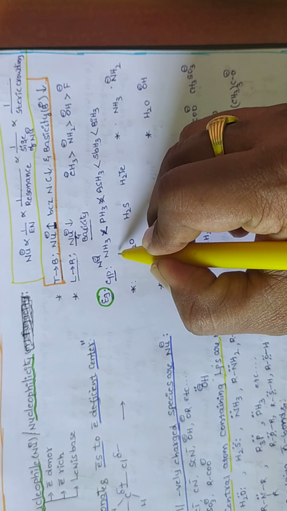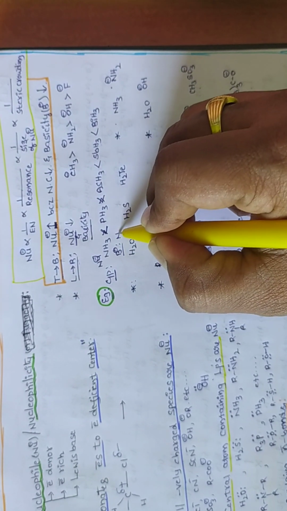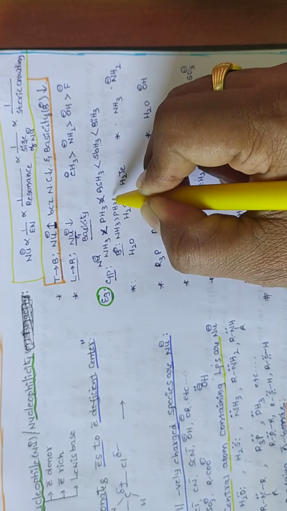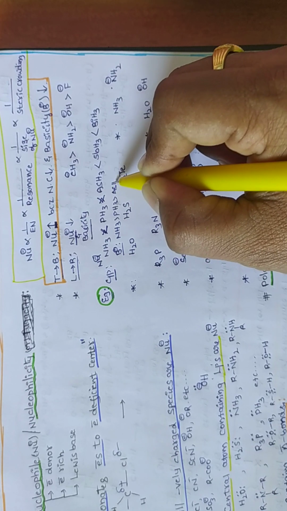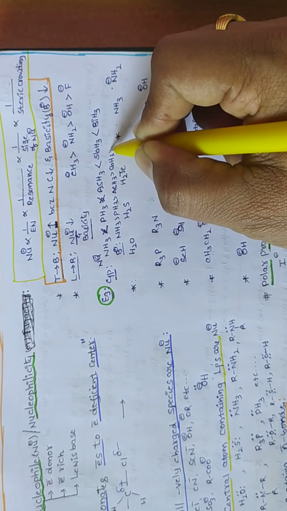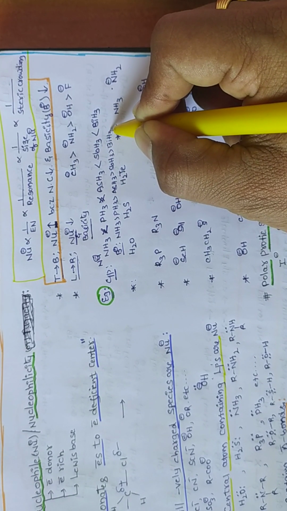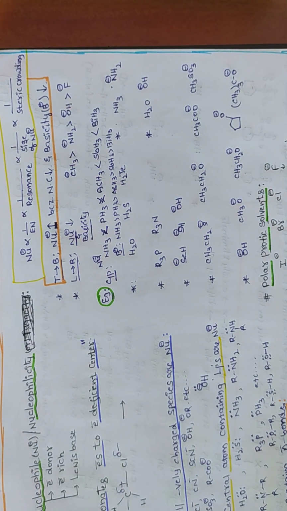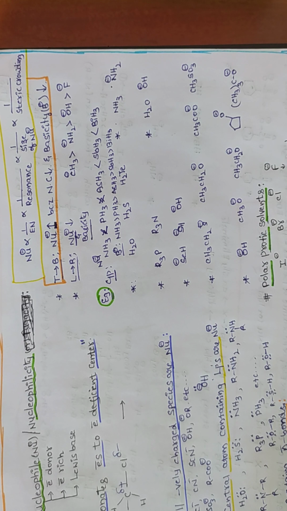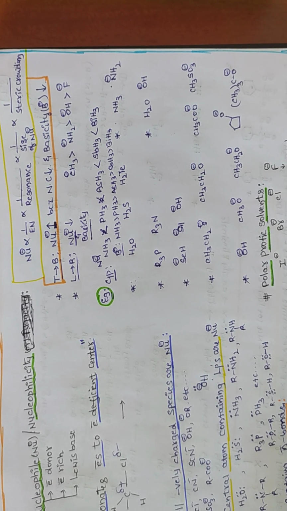Now the basicity order of 5A group elements: NH3 is greater than PH3, which is greater than AsH3, which is greater than stibine, which is greater than bismuth hydride. Top to bottom size increases, so basicity is less. Top to bottom electronegativity is less, so nucleophilicity increases. Nucleophilicity increases down the group.